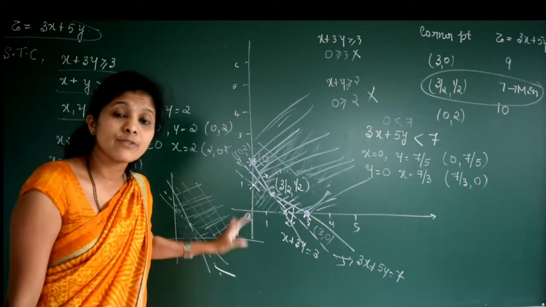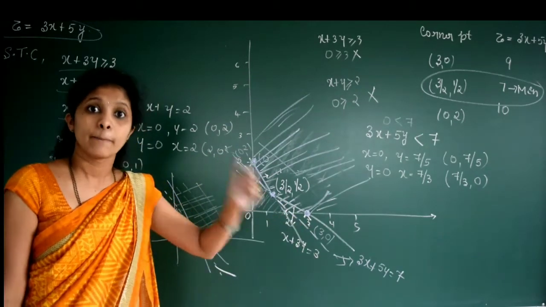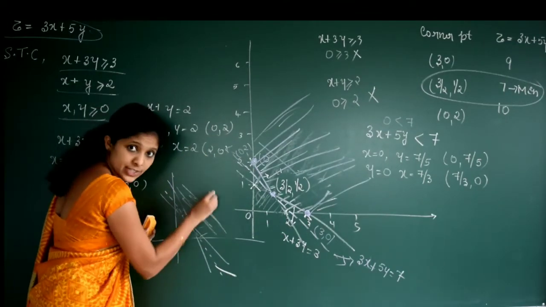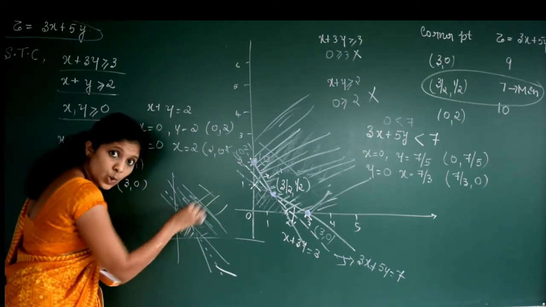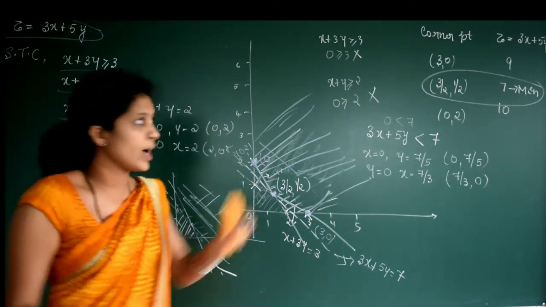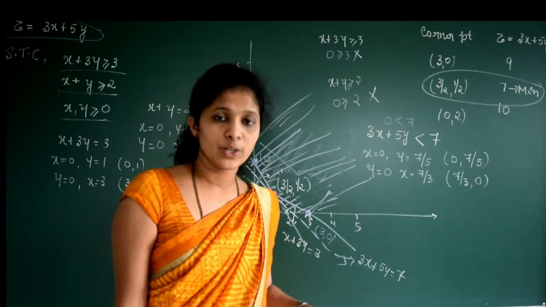So at that time we cannot say that is the minimum value. We can say that there is no minimum. But in this case, this was the original region, and the solution region was downwards. So there is no common point with these two. So we can say that 7 is the minimum value and it occurs at the point 3 by 2 and 1 by 2. I hope you understood this one.